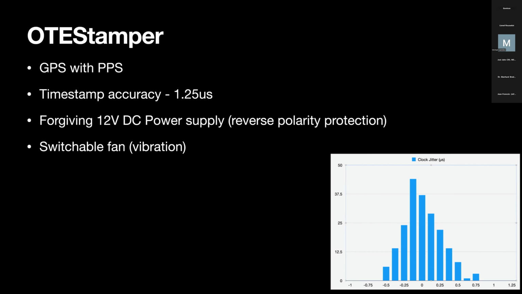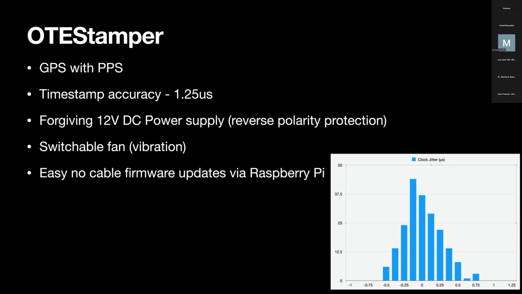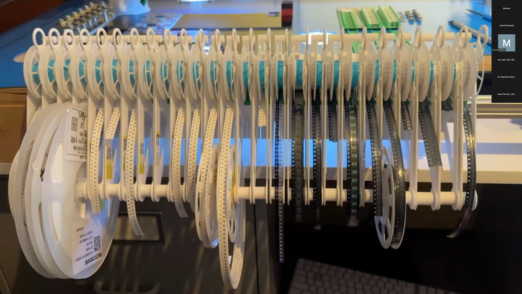There's a switchable fan. I didn't really need to do this. The fan turns out to be quite good, but if you were, say, using a big massive Dob at a very high focal length and you wanted to reduce any chance of vibration at all, you can switch the fan off automatically during the acquisition. There are no firmware cables or anything like that. Essentially, all the firmware updates are done via the Raspberry Pi.